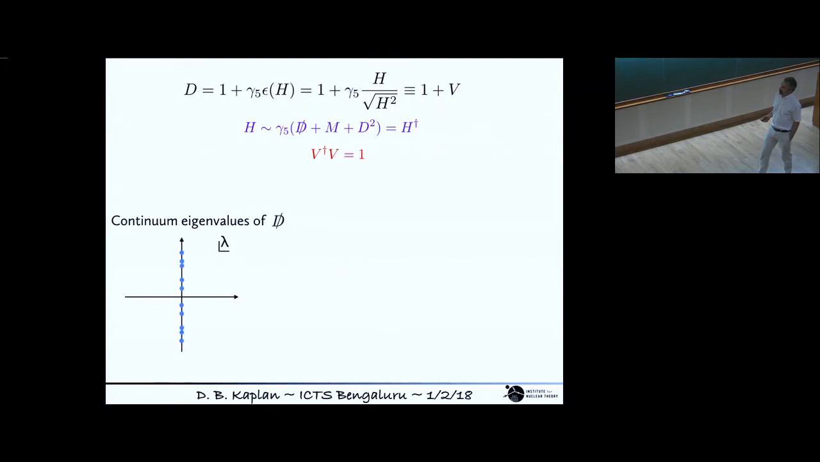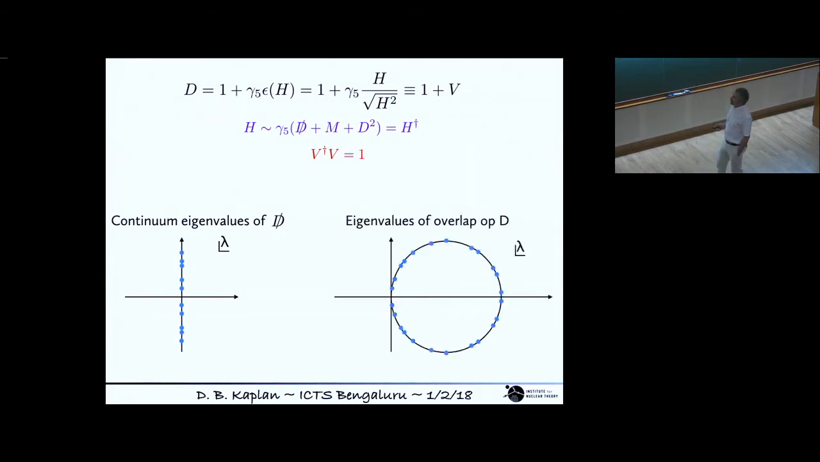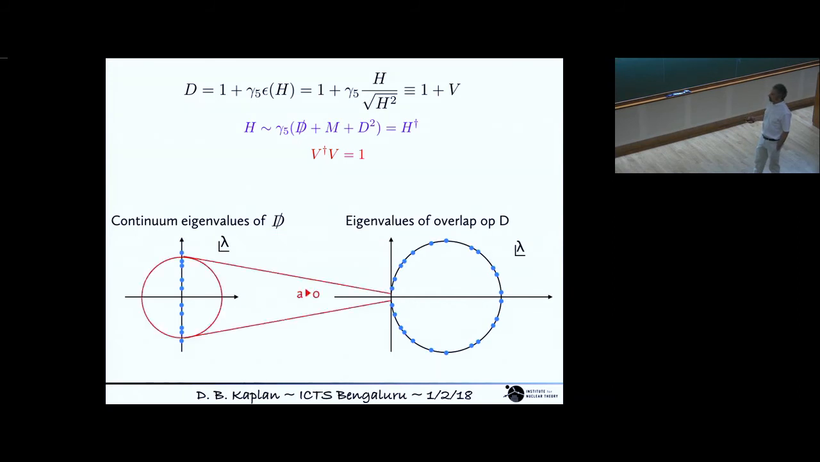So that means that while, in the continuum, the eigenvalues of d slash lie along the imaginary axis for a Euclidean operator, the overlap operator lies on a circle centered at 1. And furthermore, in the continuum limit, all of the eigenvalues you want from the real continuum d slash are located right here, where this circle looks sort of like a vertical line.